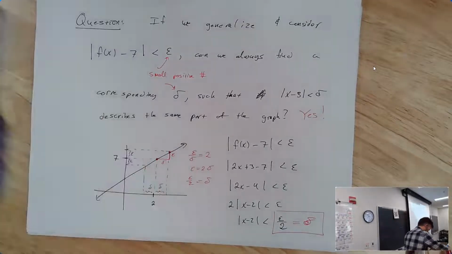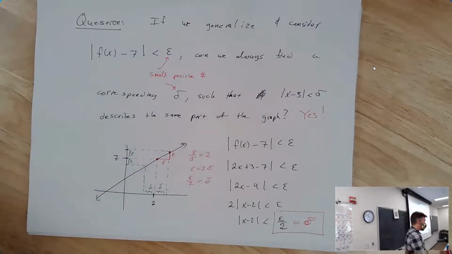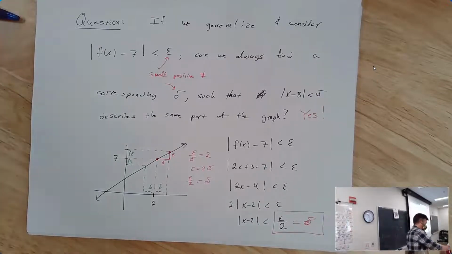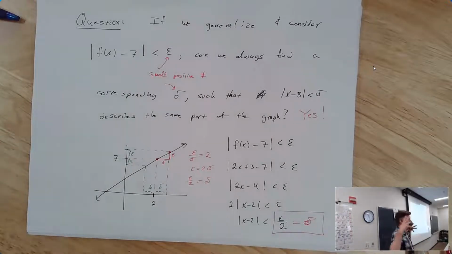All right. So that's kind of the whole idea with these. Well, it's not the whole idea, but it's the basis of the idea here: that we can always find a corresponding delta for whatever epsilon. And if x is within delta of whatever x is getting closer to, then the function is within epsilon of whatever the function is getting closer to. And this is really the genesis of the idea for proving a limit.